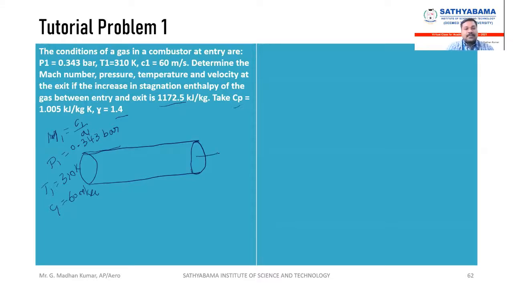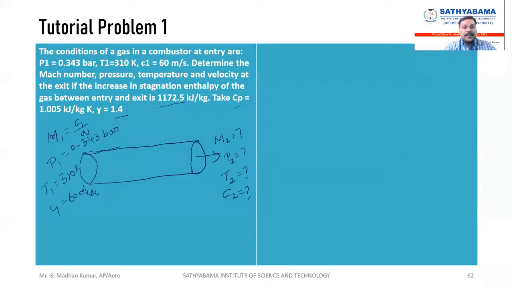And then what do you have to find at the exit? You have to determine the Mach number M2, pressure P2, and then temperature T2, right, and then velocity C2, right, and yes, that's it. So you have to find these 4 parameters at the exit side. We have 4 parameters at the inlet side. You have to find 4 parameters at the exit side. So what is that? Yes, it's Rayleigh flow.